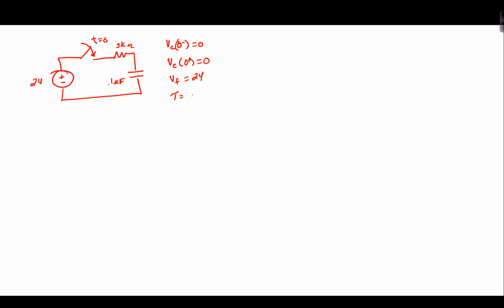Tau is going to be R times C, which is 5 times 10 to the third times 0.1 times 10 to the minus sixth, which is 0.5 times 10 to the minus third, or a half a millisecond, which equals 0.5 milliseconds. Now, again, we know that the voltage across the capacitor as a function of time is equal to V final plus the initial minus V final e to the minus t over tau.